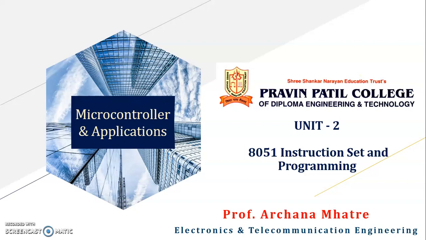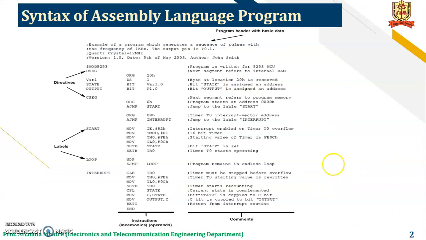In this video, we are going to continue with the second unit of Microcontroller and Applications, that is 8051 instruction set and programming. So this is the syntax of an assembly language program. The directives and labels used in the assembly language program have to be written on the left side of the program. Now these are the instructions.